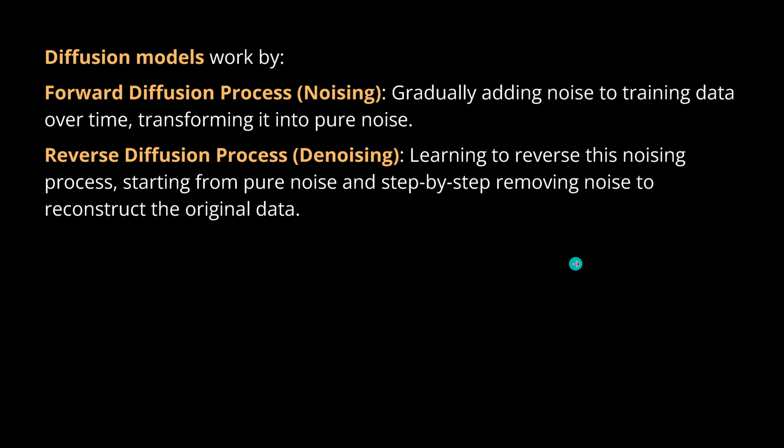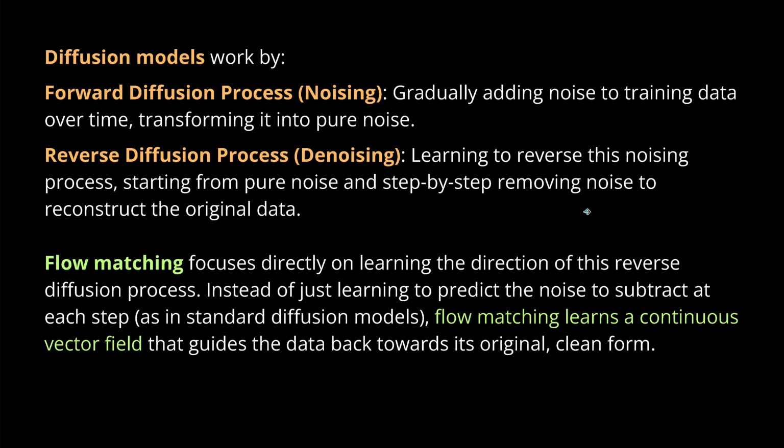You remember how a diffusion model works. Now, in our transformer architecture, we have a forward diffusion process, what we call noising, gradually adding some noise to the training data over time. And then we have the reverse diffusion process, we call denoising, no? Learning to reverse this noising process, starting from almost pure noise and step by step removing the noise to reconstruct the original data. This is our diffusion.